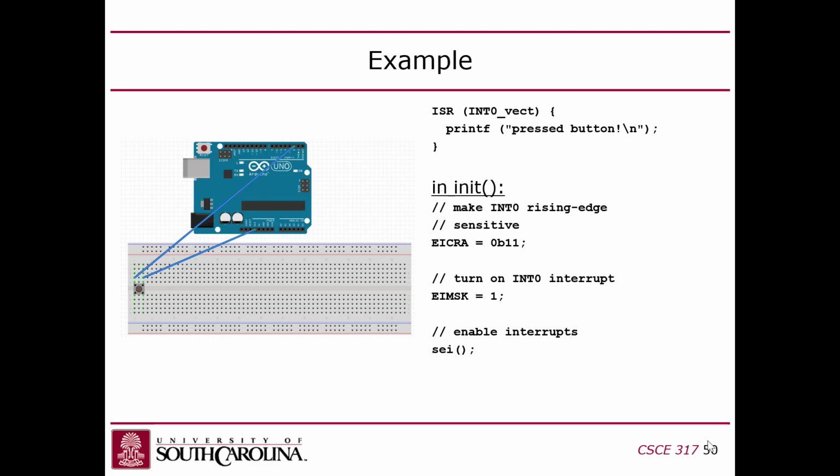I set interrupt 0 to be rising edge sensitive, which is at EICRA. Notice I used the binary constant here in C, which starts with 0b, so 0b11. And again, I just blew away the rest of the bits. It's probably not good form, but this would zero out whatever the other interrupt was. Then I turn on the INT0 interrupt by setting the EIMSK to 1. And then I enabled all interrupts with SEI. So SEI sets the global interrupt enable in the status register.